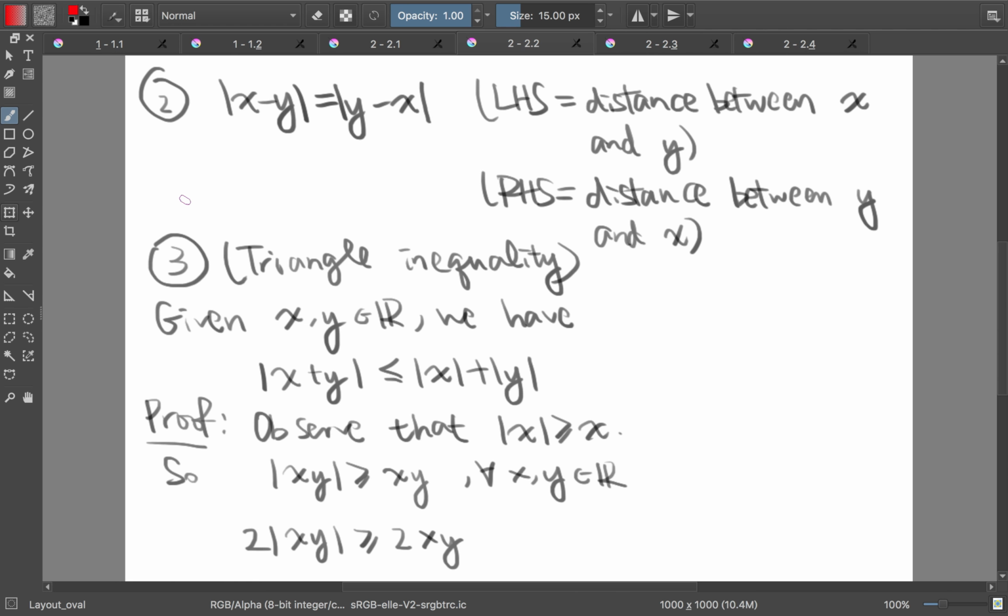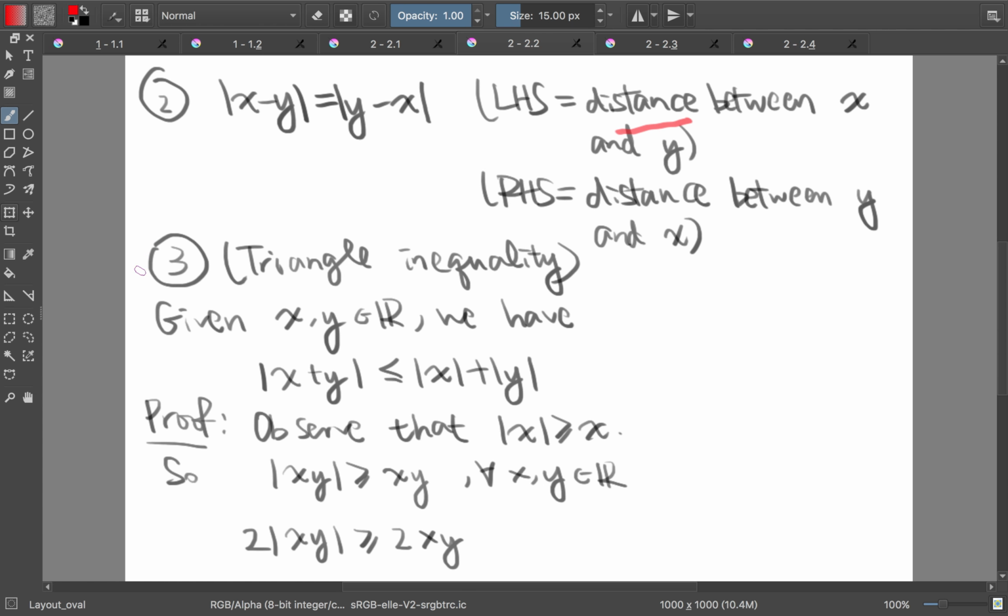And the second property is that the absolute value of x minus y is equal to the absolute value of y minus x. Well, the reason is clear if we have introduced the concept of distance. The left-hand side is indeed the distance between x and y, and the right-hand side is the distance between y and x. So it's very clear that these two distances should be equal.